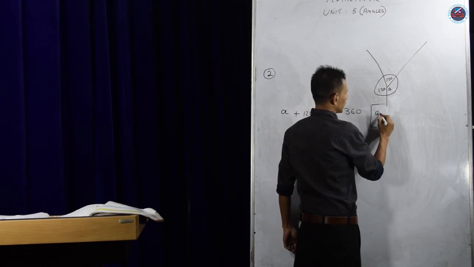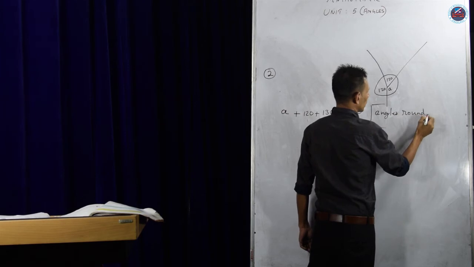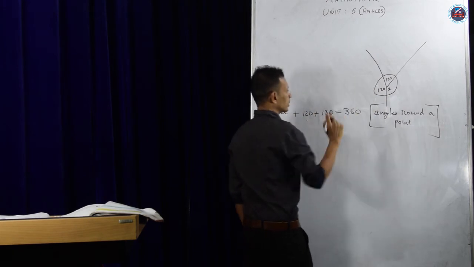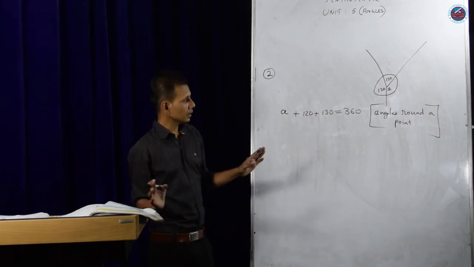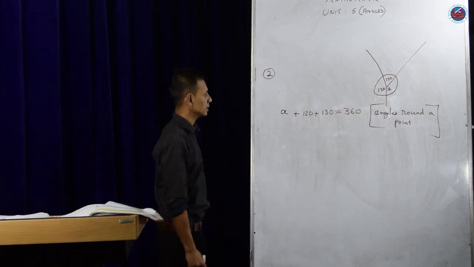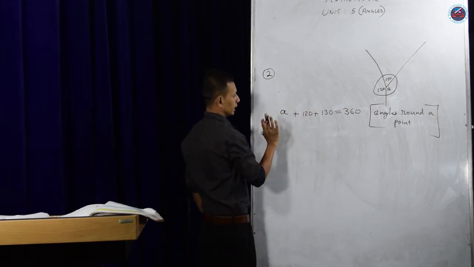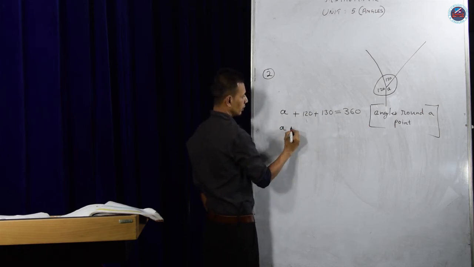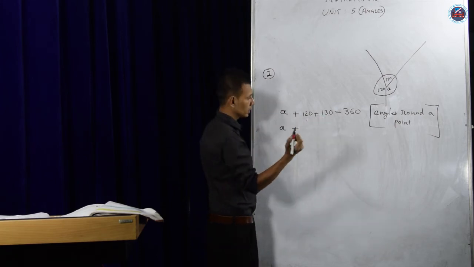And how did this happen? Reason: angles round a point. Okay? Angles on a straight line is not working here. Angles round a point is 360. A complete circle has 360, right? Okay. We have something to do here. So A you write, plus 120 plus 130 is 250. You do it. You are a smart student.